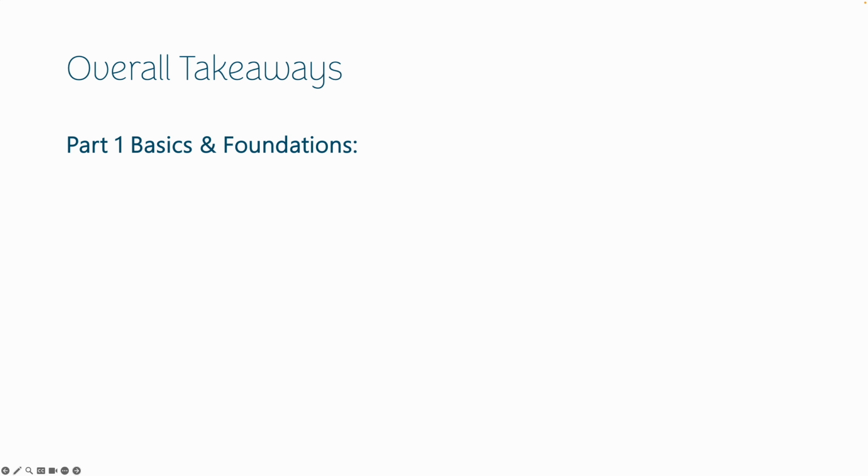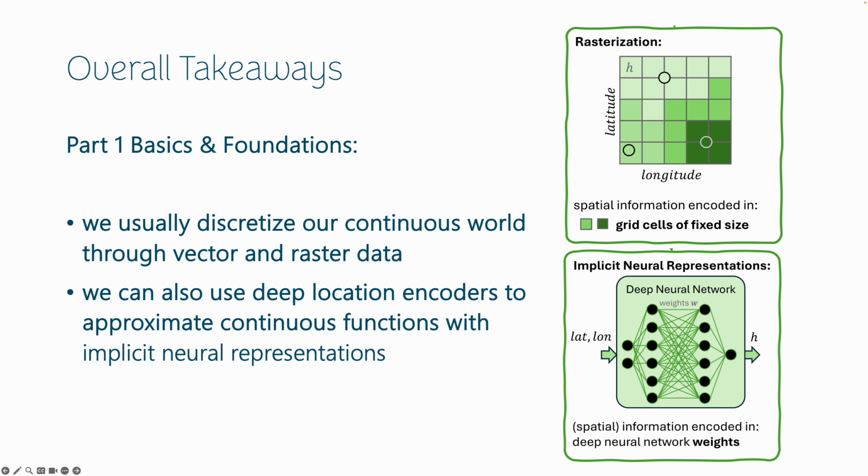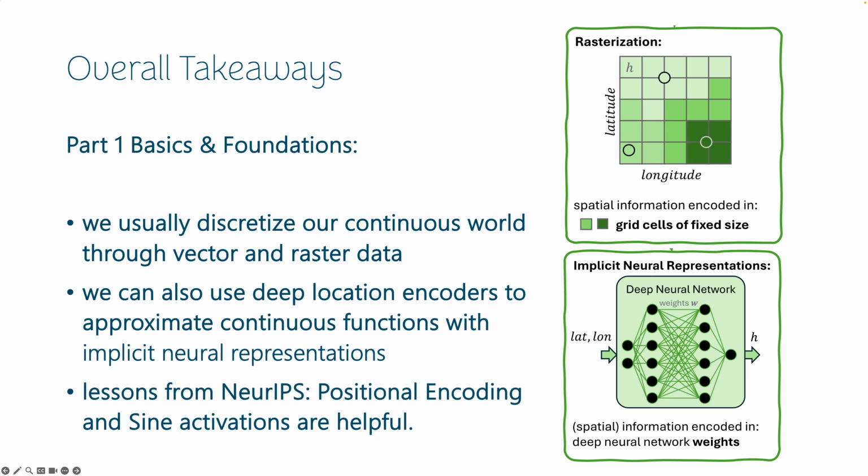So some overall takeaways to wrap up this talk. In the first part, I covered some basics and foundations, where we usually discretize our continuous world through vector and raster data, and there are well-established tools around this. But we can also use deep neural networks or deep location encoders to approximate these continuous functions as an implicit neural representation. The lessons learned here from NeurIPS are that positional encoding is helpful and sine activations are helpful. That is something to keep in mind for implicit neural representation problems, or where you want to store data in neural network weights.